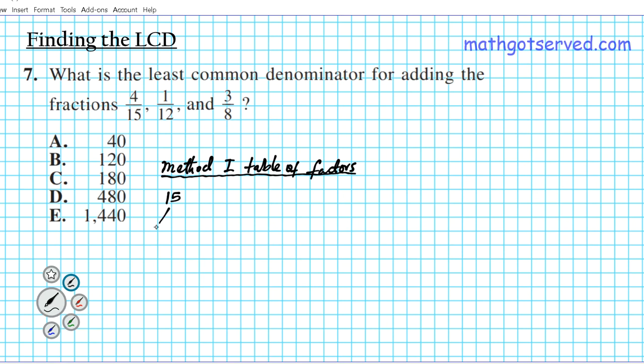So let's start with 15. We're going to decompose it into its prime factors. 3 goes into 15 5 times. And then 12, we can decompose that. 2 goes into 12.